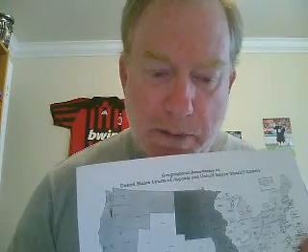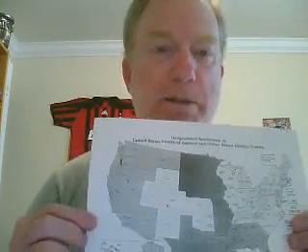Anyway, that's district and appellate courts, original and appellate jurisdiction. That is number 2A and 2B on your study guides.